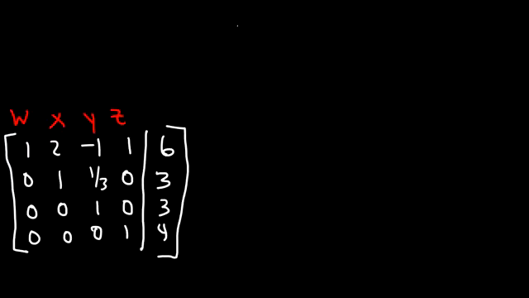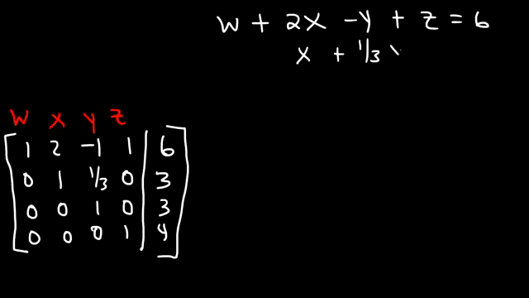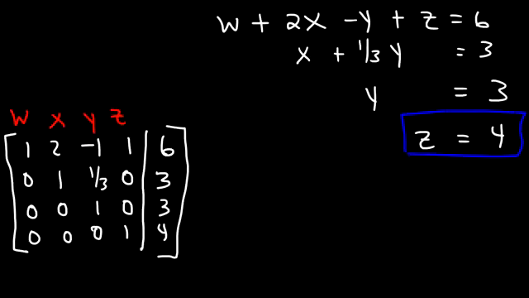So now let's write the equation. It's going to be w plus 2x minus y plus z is equal to 6. And then we have x plus 1/3 y is equal to 3. And then 1y is equal to 3. And then z is equal to 4. So once you have the row echelon form, notice that we got some answers. We got z, and we have the value of y already. So y is 3 and z is 4.